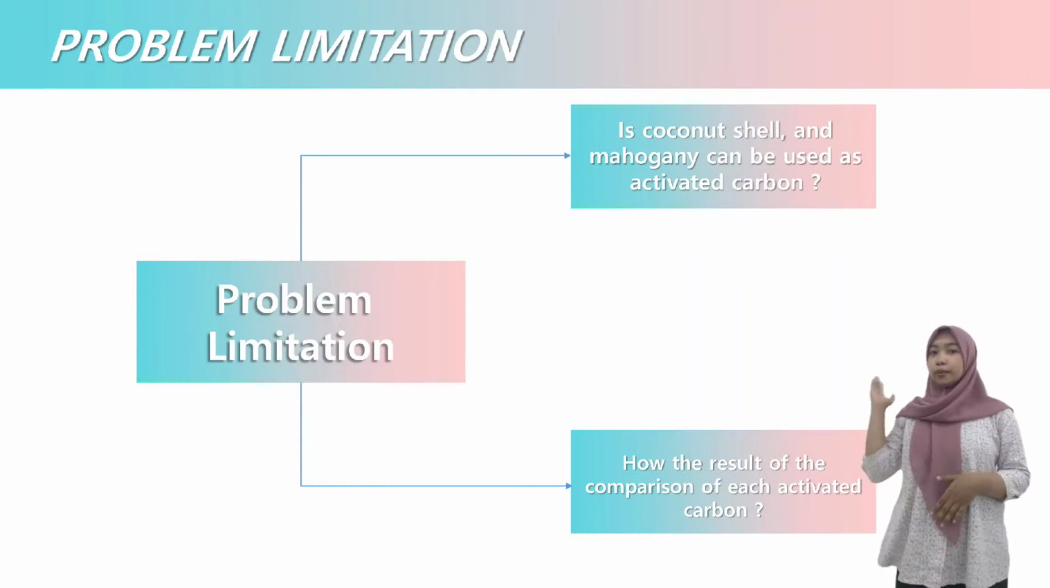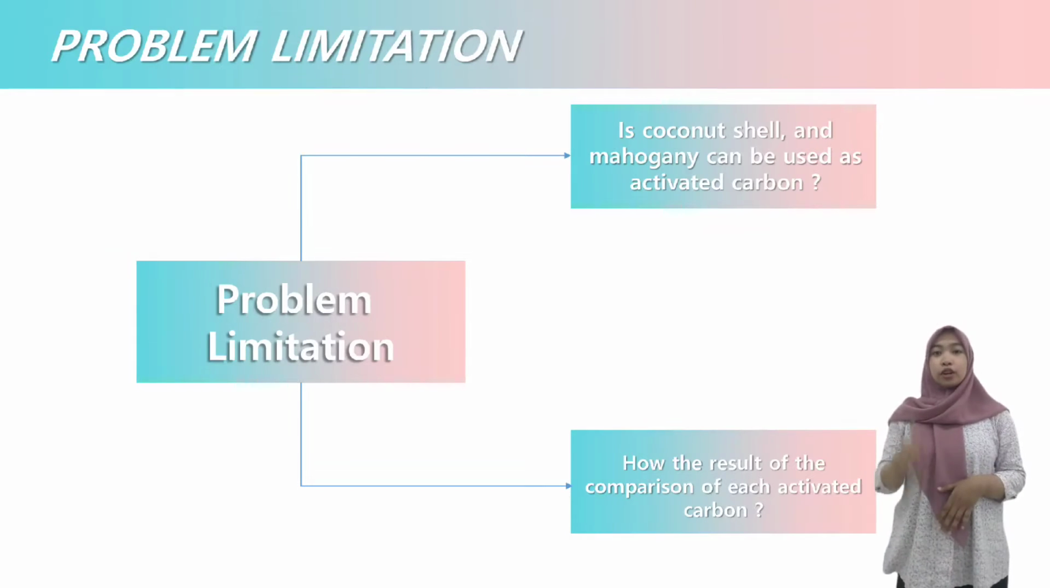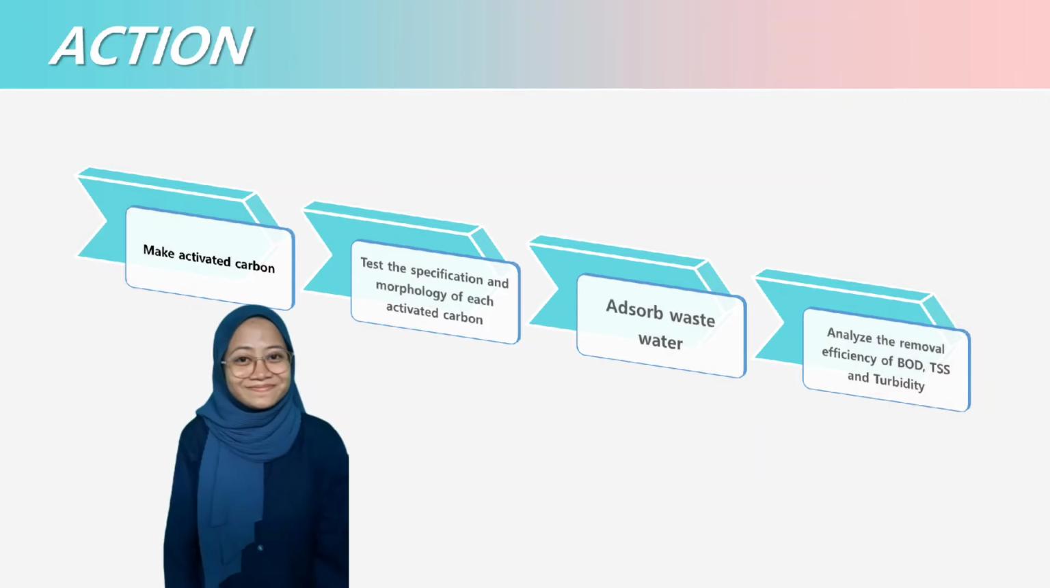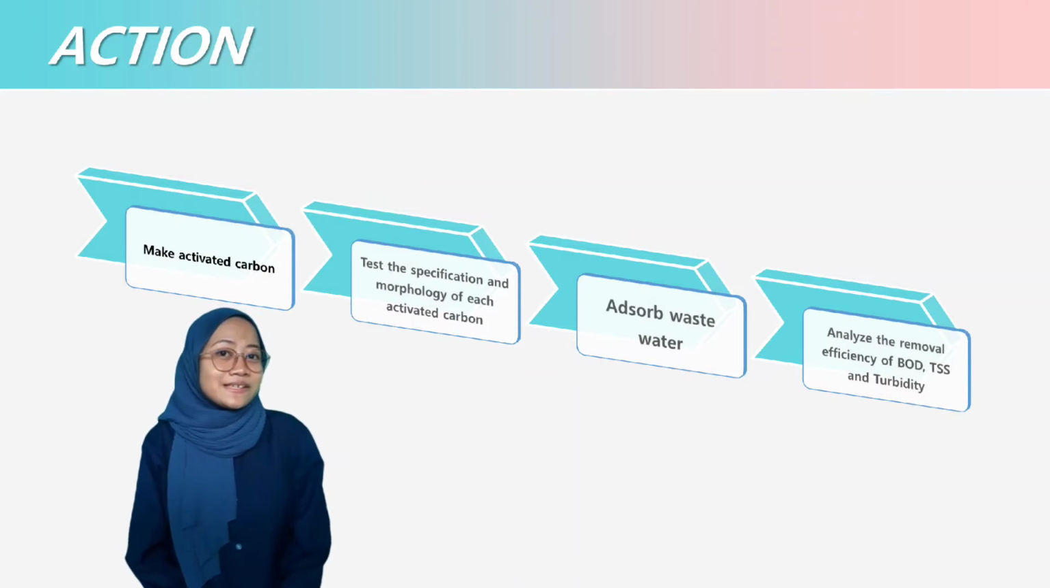If we look at the background, we get two questions. For the first, can coconut shell and mahogany be used as activated carbon? Second, what is the result of the comparison of each activated carbon? It can be seen on the slide.